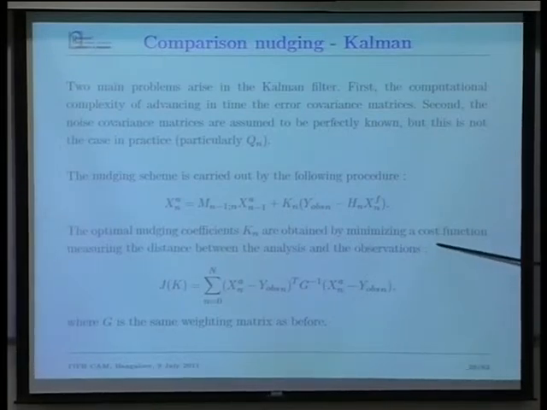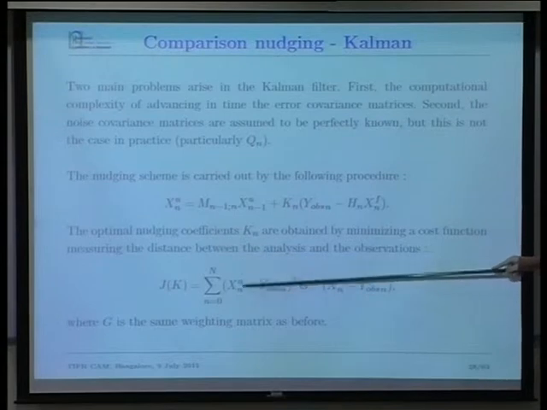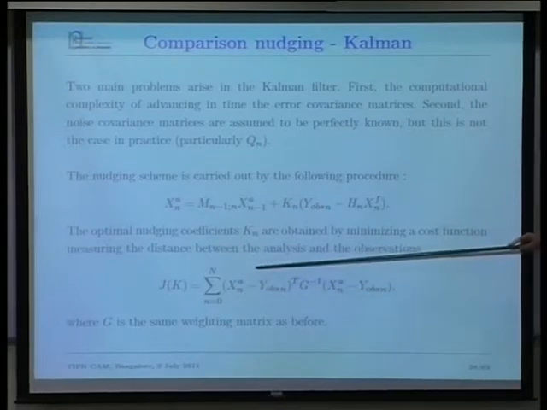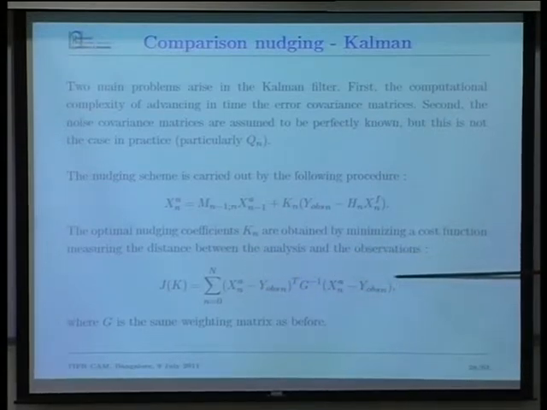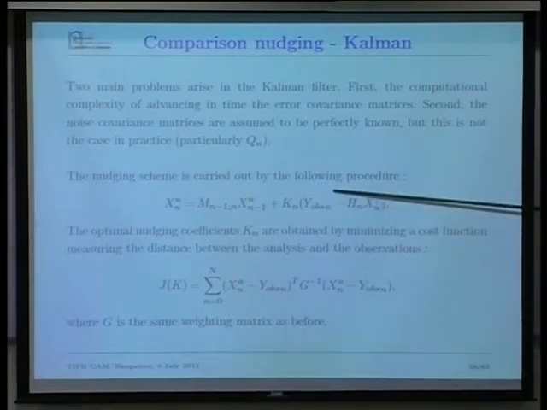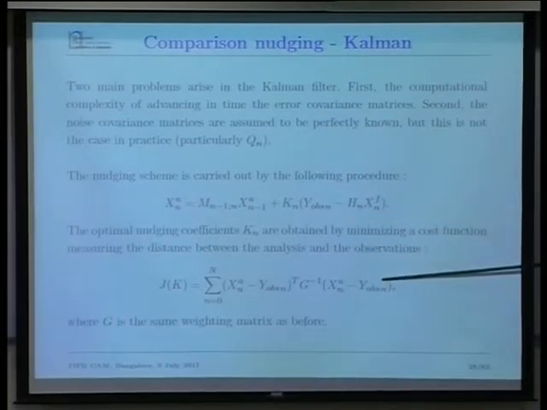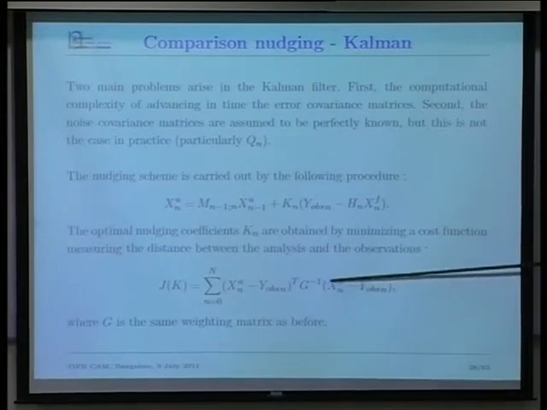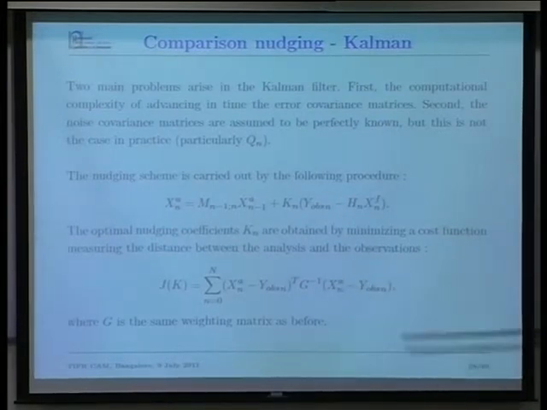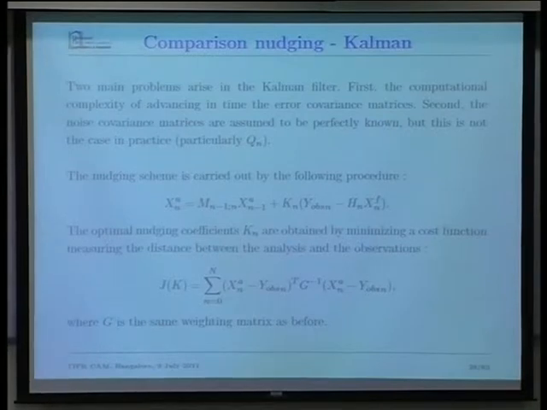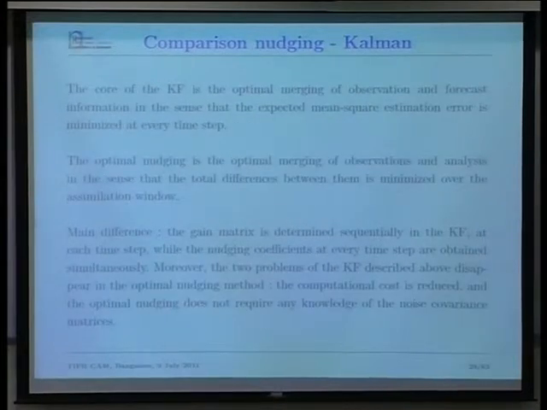We have seen that the optimal nudging coefficients are obtained by minimizing this kind of cost function. Here it's written in discrete time steps. So simply take the quadratic distance between your nudging state and the observation. So there should be some h here, with the matrix G, which is the same weight matrix as before.